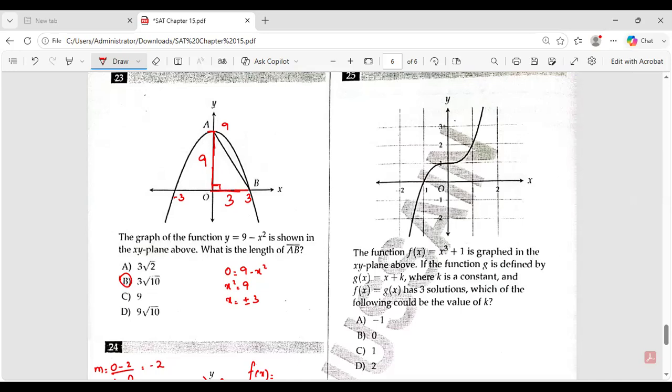Yeah, sure. So simply solve, how many solutions do you have? There are three solutions. Otherwise, I know that f(x) equal to g(x) means x³ + 1 is equal to x + k.